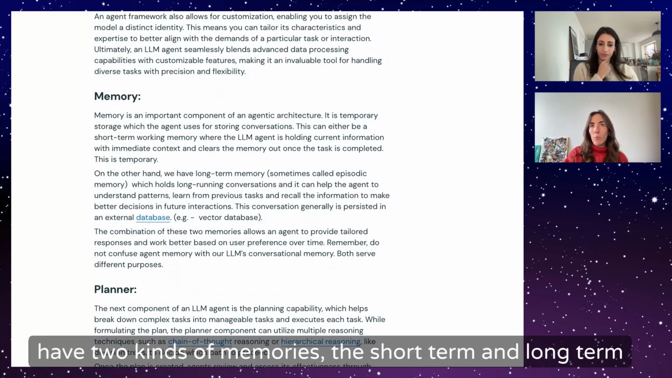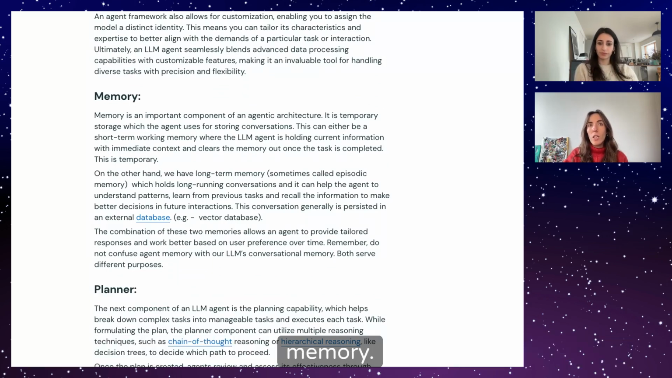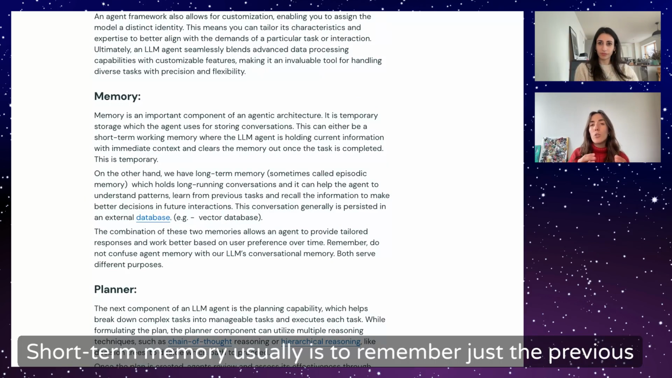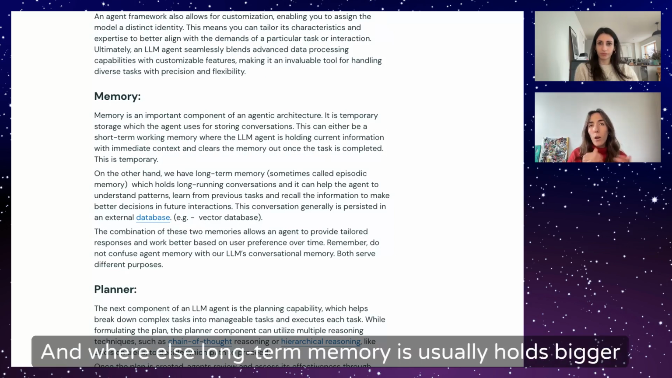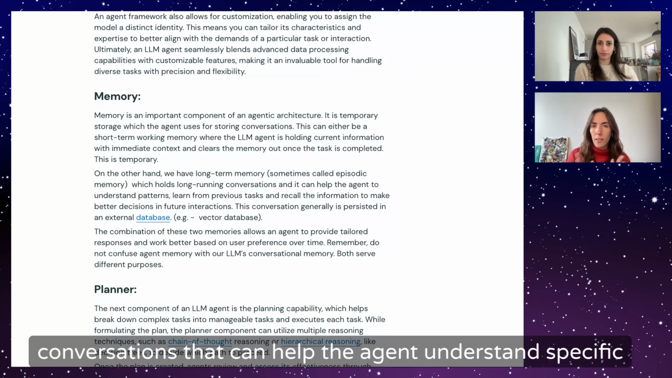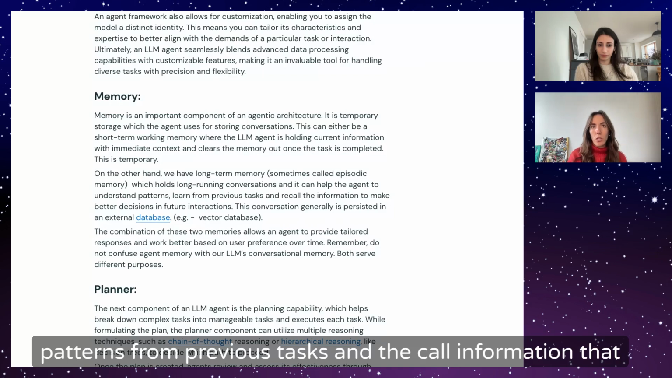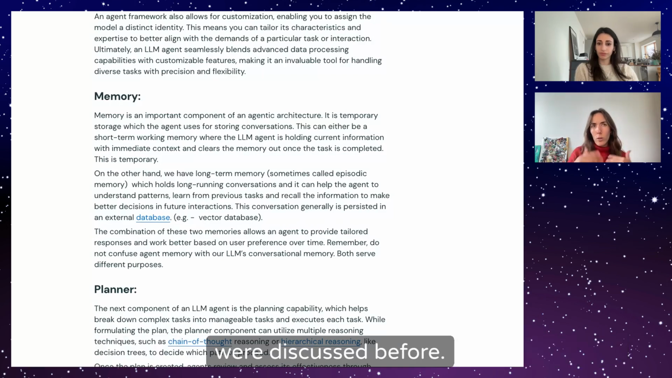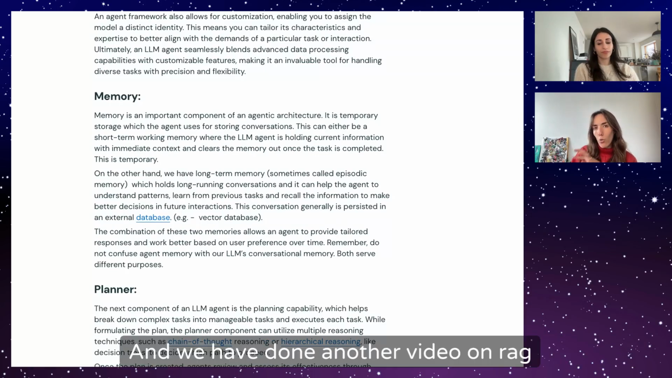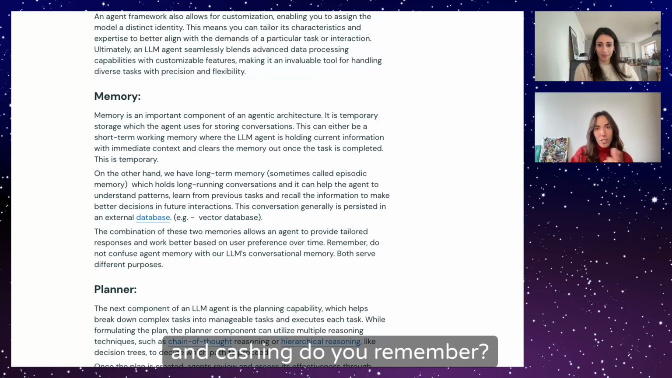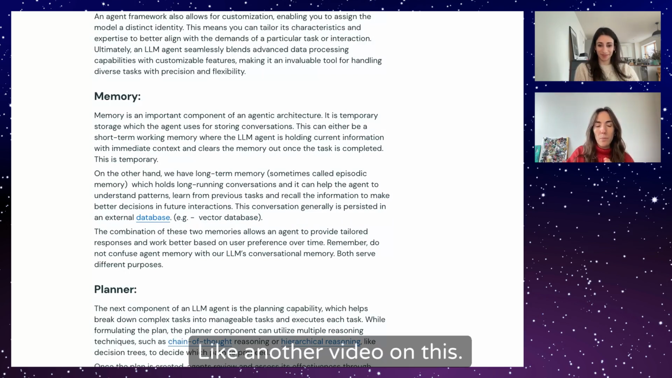Usually we have two kinds of memories, the short-term and long-term memory. Short-term memory is usually to remember just the previous conversation, the previous ask in a conversation. Whereas long-term memory usually holds bigger conversations that can help the agent understand specific patterns from previous tasks and recall information that was discussed before. The long-term memory is usually implemented with a vector database, and we have done another video on RAG and caching. Do you remember? Like another video on this.